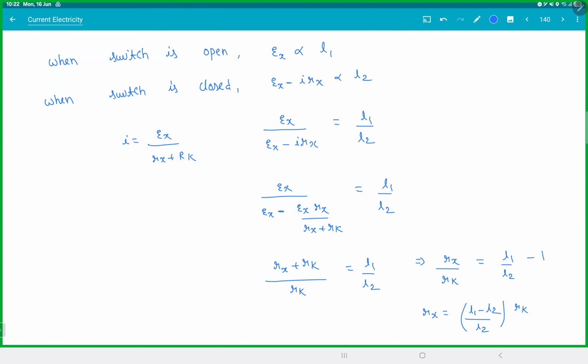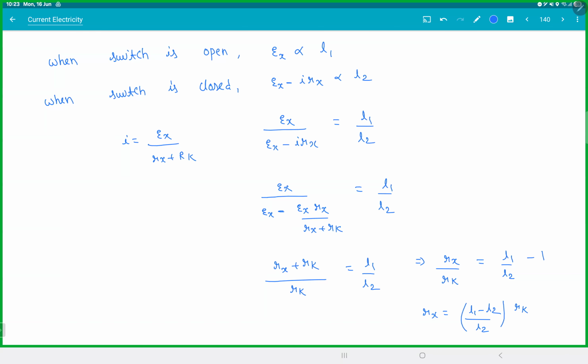Is this making sense, everyone? So this is another way of asking. When the switch was open, balancing length was 60 centimeters. When the switch was closed, the balancing length is 40 centimeters. And the known resistance is 2 ohms. Find the unknown resistance. Now, instead of drawing the whole circuit again, you're just manipulating the equations.